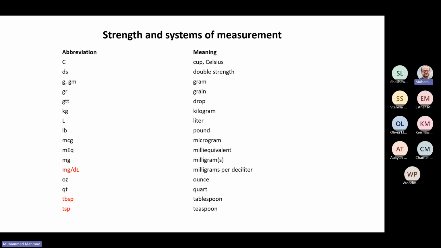GTT means drops, like eye drops. L is liter, LB is pound. We have OZ for ounce, QT for quart. Look at those last two words here, TBSP and TSP. Tablespoon and teaspoon. And we know the relationship is 3 times. 1 tablespoon is equal to 3 teaspoons.